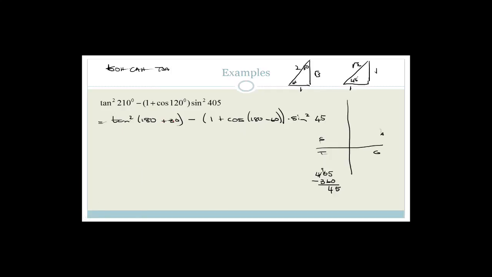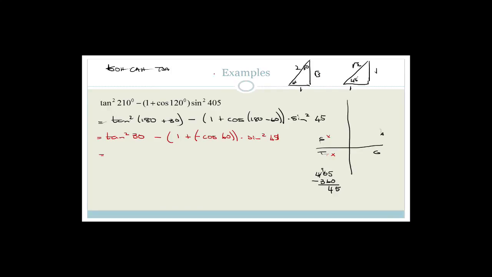180 plus 30 is in the third quadrant, so that is positive. So that just equals tan squared 30 minus 1 plus cos of 180 minus 60, which is in the second quadrant. So it is going to be negative cos of 60, multiplied by sine squared 45. Okay, so tan squared 30.